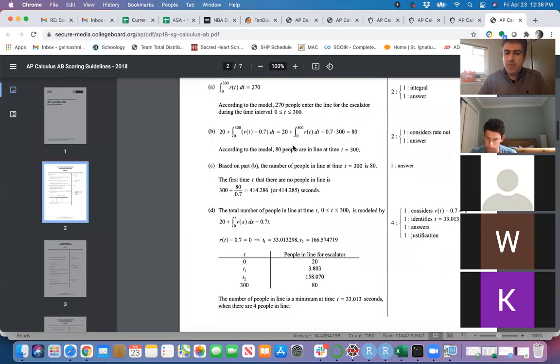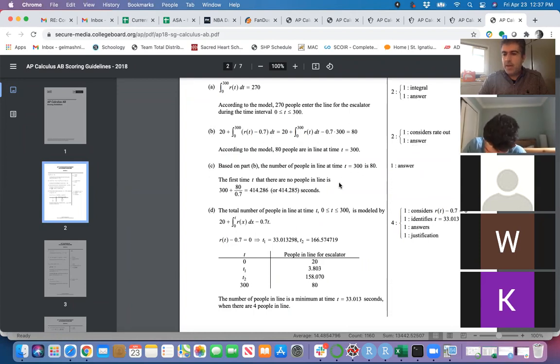And then for B, you start with 20, and you're integrating the net change. Remember, R of t is what comes on, 0.7 is what comes off, that rate. So you integrate that from 0 to 300, and you should get 80 people. 1 point for the integral, 1 point for the answer for part A, 1 point for considering 0.7, the rate out, 1 point for the answer.